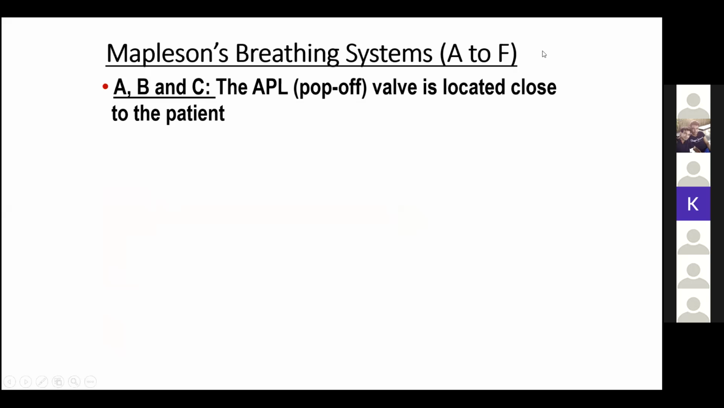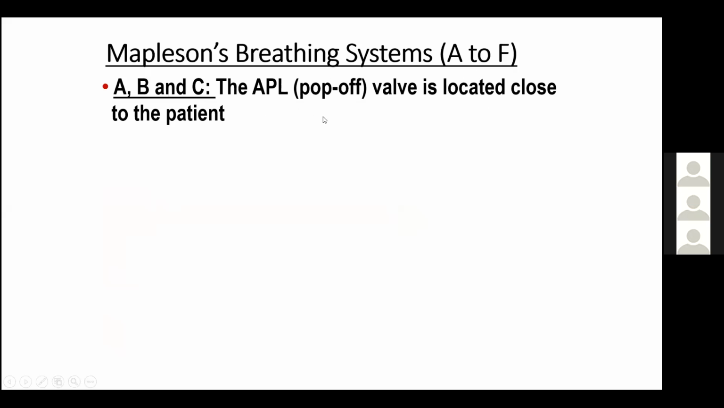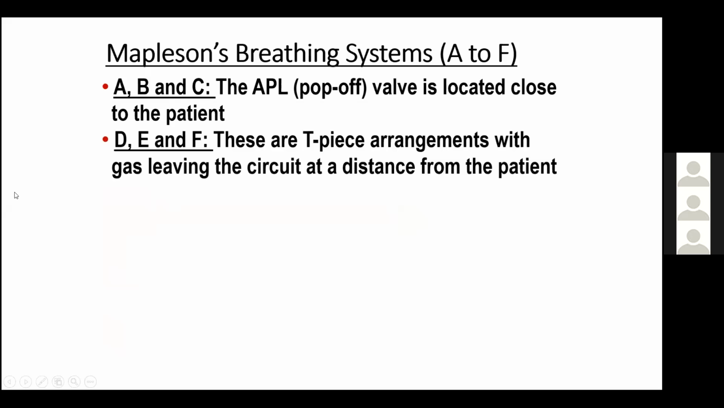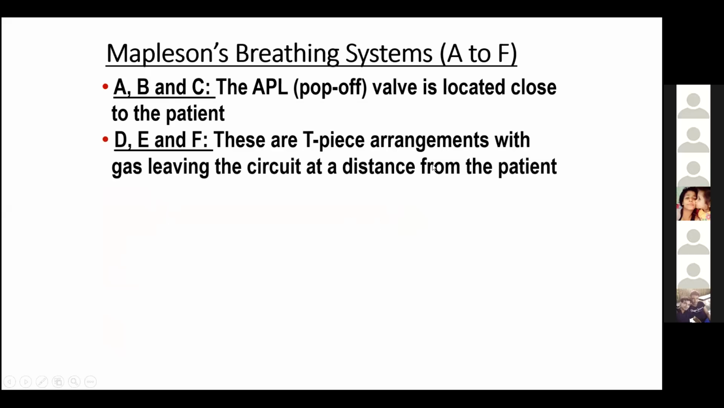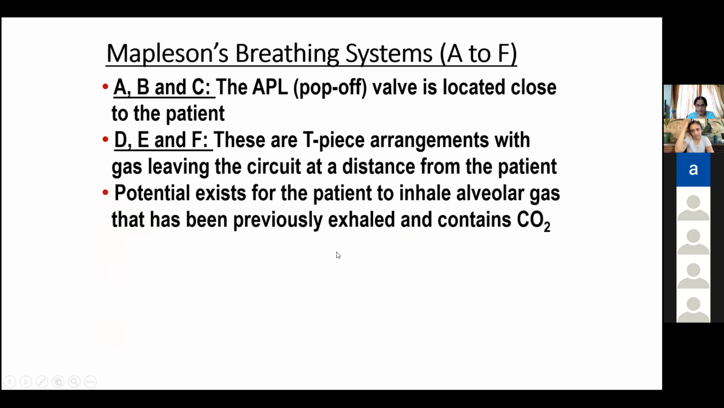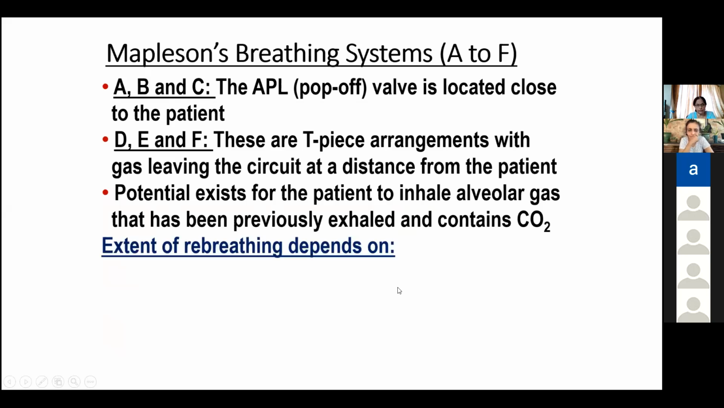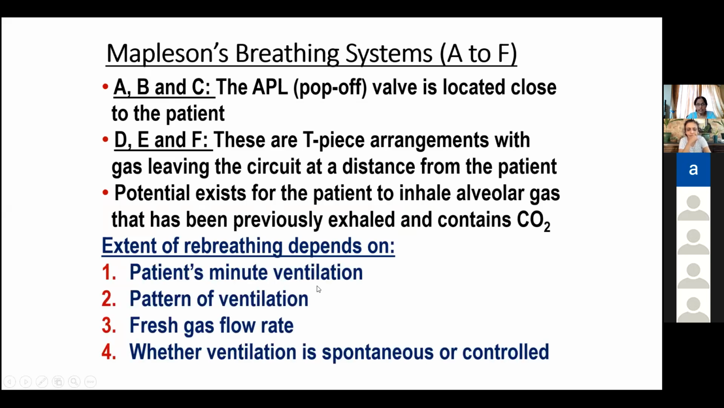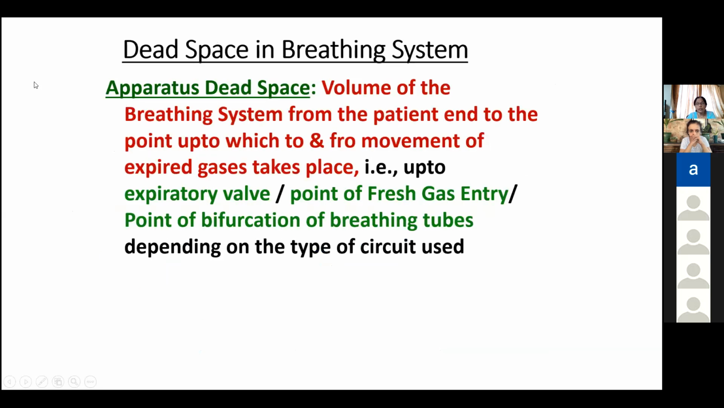Now Mapleson breathing systems A to F. In A, B, and C, the APL valve is located close to the patient. D, E, and F are T-piece arrangements with gas leaving the circuit at a distance from the patient. Potential exists for the patient to inhale alveolar gas that has been previously exhaled and contains CO2. The extent of rebreathing depends on the patient's minute ventilation, pattern of ventilation, fresh gas flow rate, and whether ventilation is spontaneous or controlled. This is the combination of A, B, C, D, E, F I am talking about.